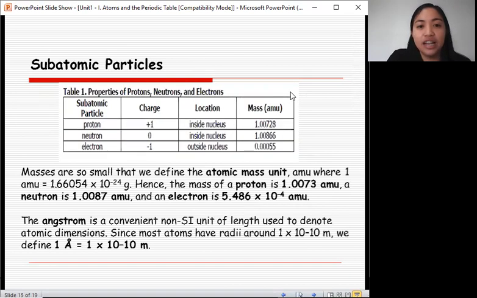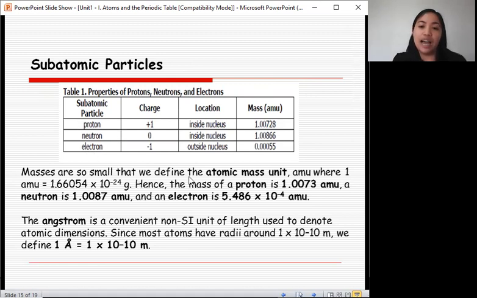So again, subatomic particles, here are the subatomic particles, the proton, neutron, electron. Proton has positive charge, neutron is neutral, 0, electron is negative. Proton and neutron can be found inside the nucleus and the electron can be found outside the nucleus. So, the masses of these subatomic particles are very small.